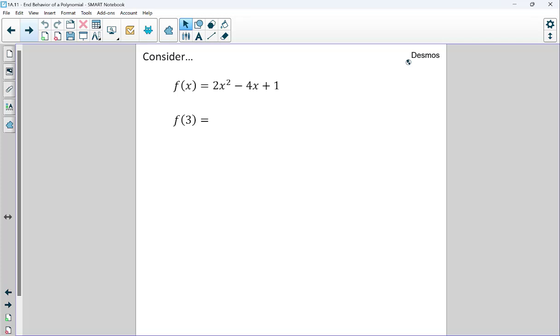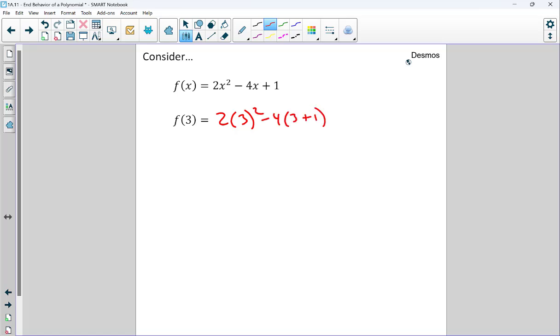If I ask you to evaluate f of 3, option 1 is just plug it in. I can take 2 times 3 squared minus 4 times 3 plus 1. 3 squared is 9, 9 times 2 is 18, minus 12 plus 1. 18 minus 12, that's 6. 6 plus 1 is 7. f of 3 is 7.